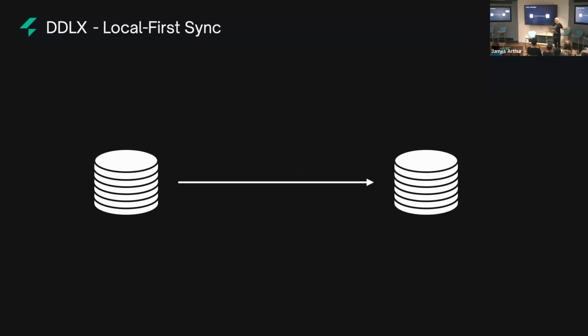Local first sync is really a special case of just replicating data. We're copying data from one database to another. So data replication in its most generic form is simply you copy this database to that database. But that's not good enough for our needs.